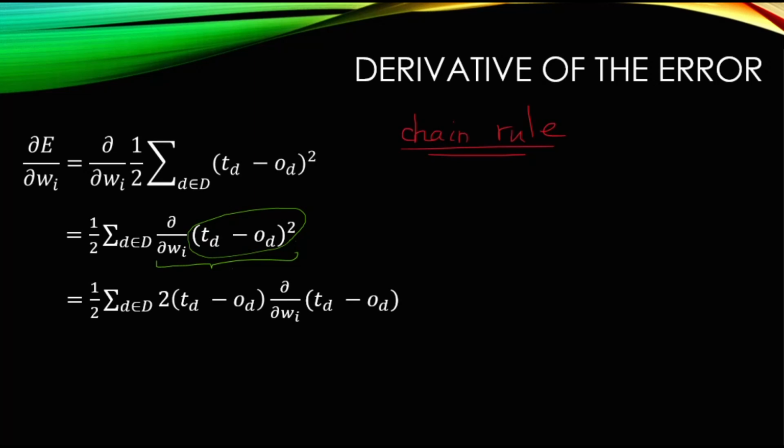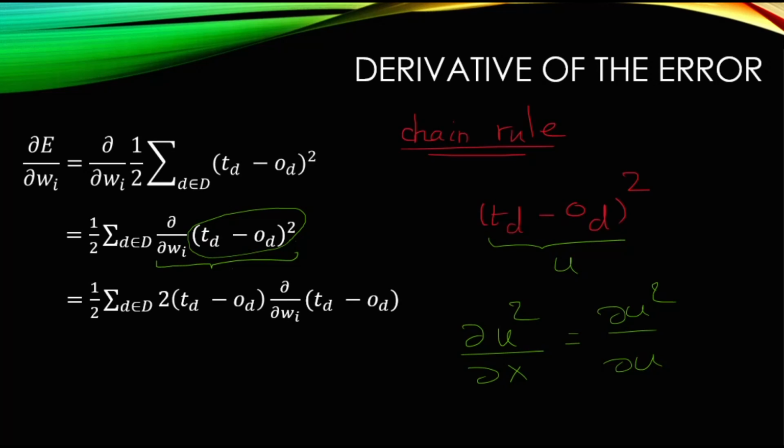So what happened there? Again, we have this entire t sub d minus o sub d squared, right? We want to take the partial derivative of this with respect to w sub I. Now, if you consider this entire thing as, for simplicity, as u, it's as if you have u squared and you want to take the partial derivative of this guy with respect to x, right? So first step is you will take the partial derivative of u squared with respect to u, and then you take the partial derivative of u with respect to x. Or actually, in our example, it is not x, it is w sub I, or your weights, in other words.